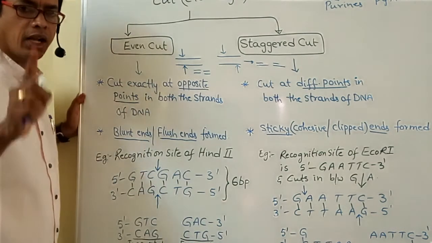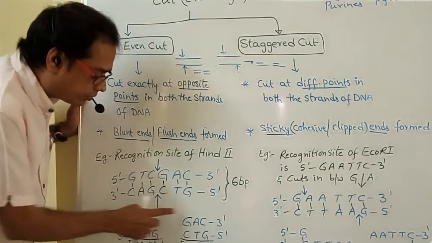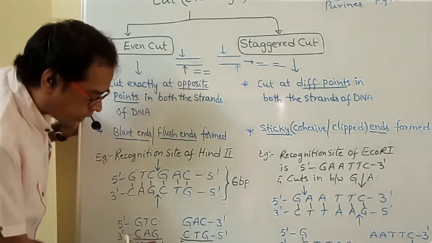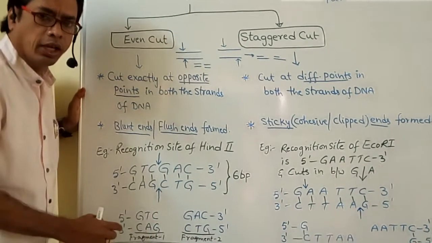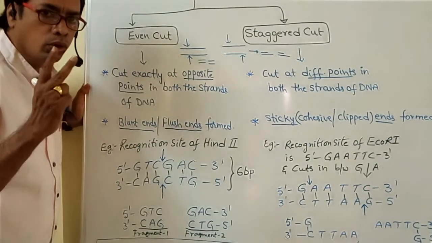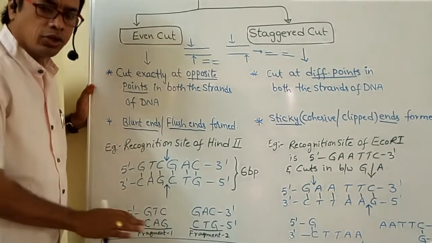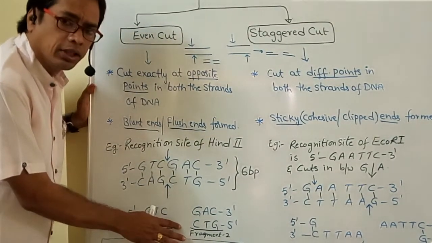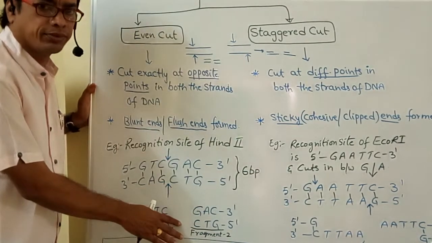For one even cut, how many fragments are formed? 2 fragments are formed: this is fragment 1, this is fragment 2. So for one cut, the number of fragments formed is 2. There are no sticky ends here. These ends are called blunt ends, also called flush ends.